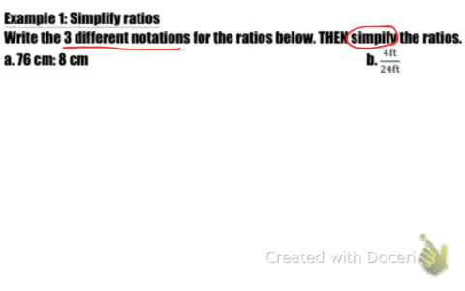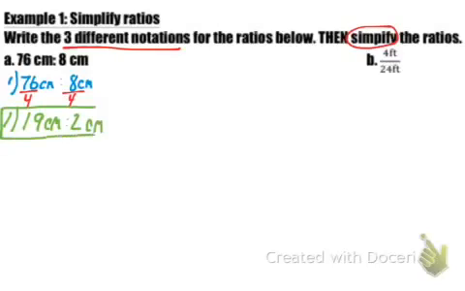Okay, so if we have to write down the three different notations for the ratios, they give us the first way, which is using the colon. So I'm going to write down 76 centimeters colon 8 centimeters. Then we have to write all of our ratios in simplest form. So 76 and 8 can both be divided by 4. So our final answer, or at least the first way to write your ratio, is 19 centimeters colon 2 centimeters.